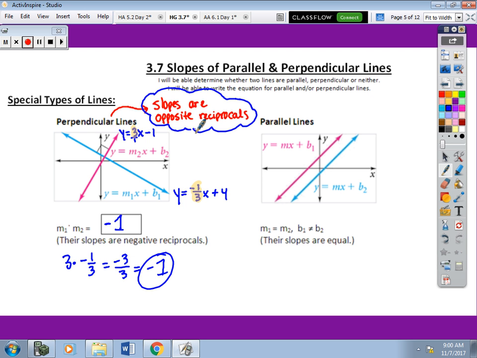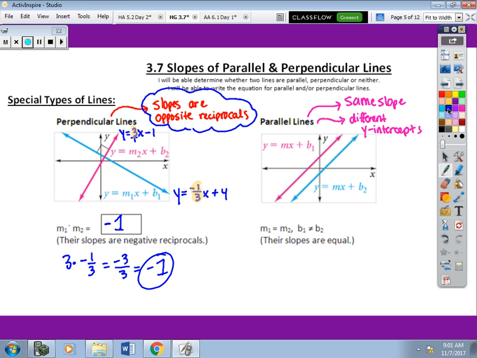Now parallel lines, we know, are two coplanar lines that never intersect. But when we're looking at the equations of these, they are actually going to have the same exact slope. But they have to have different y-intercepts. If they were to have the same slope and the same y-intercept, it would be the same line. There wouldn't be two lines. It would just be a line on top of itself.